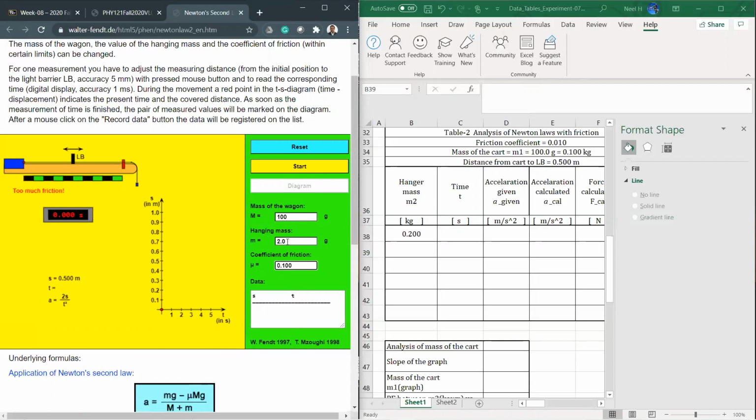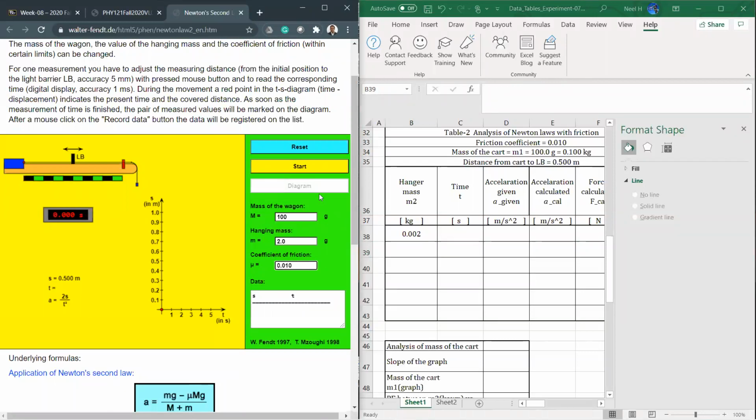Isn't it 0.002? You put 0.2. Oh yeah, this one 0.002, correct. Mass should be 0.002, right? 2 grams divided by 1000, correct. See, I checked with 0.1 of friction, and you can see it says too much friction, because the hanger mass is extremely small. So that's why we have to go really low friction here.